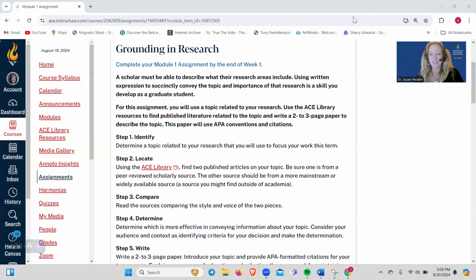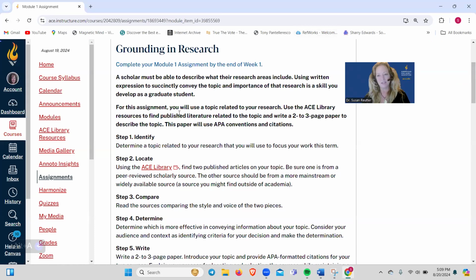I have it ready to go here. So we're going to be grounding in research, and what this is really getting at, the skills mentioned in the orientation, is that first we're going to pick a topic, and then we're going to get practice in using the online library, professional websites, and/or government websites to locate a few references to align with our topic. So let's talk about the topic.